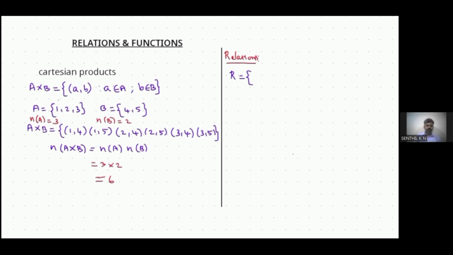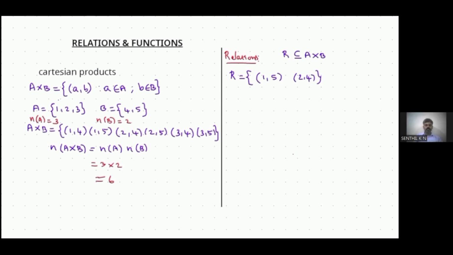Okay, suppose I'm going to take (1, 5) and (2, 4). Without expanding the Cartesian product, that is, without writing the elements of A cross B, how can we say R is a relation of A and B? First of all, we have to confirm from where the relation is defined. Here R is a subset of A cross B, that we already know. So the relation is defined from the sets A and B.